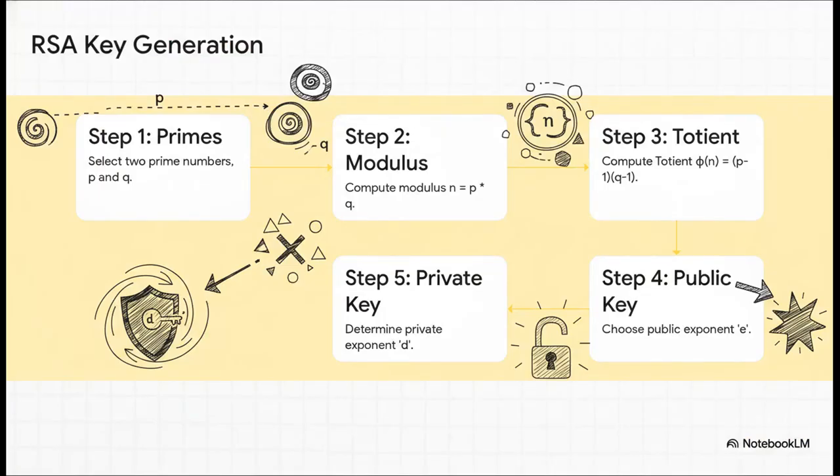Okay, so this is our game plan for making the keys. The exam question actually did us a favor. It gave us P, Q, and E, so steps 1 and 4 are already checked off. Awesome. So our job is to use those to figure out the rest. We need the modulus N, the special number called the totient, and then the big one, our private key, D.